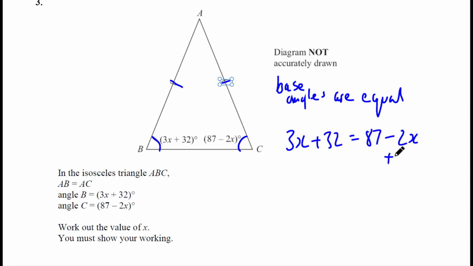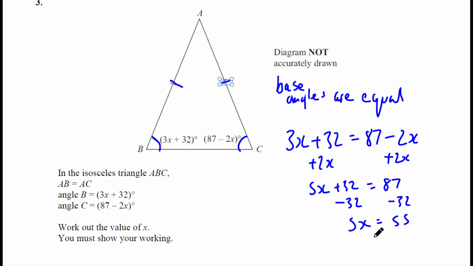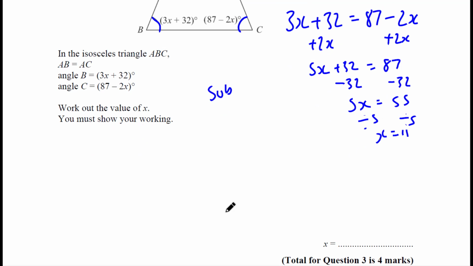So let's get rid of the minus 2x, we add 2x on both sides. So we get 5x plus 32 equals 87, minus 32 on both sides. So 5x equals 55, and divide by 5, and we get x equals 11. And you can double check that answer by substitution. And that is question 3 done. Nice, straightforward, 4 marks.